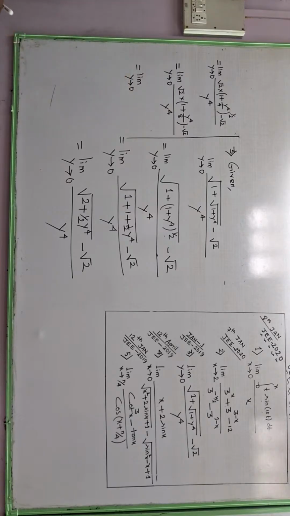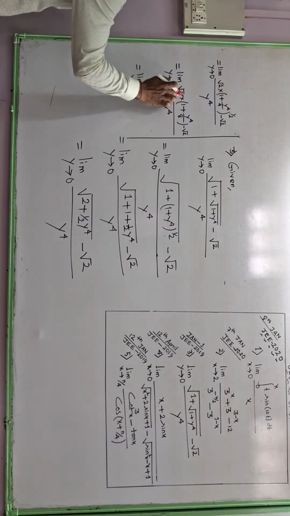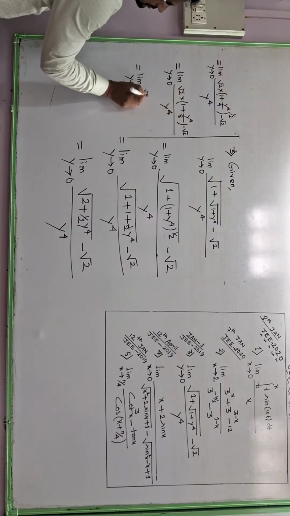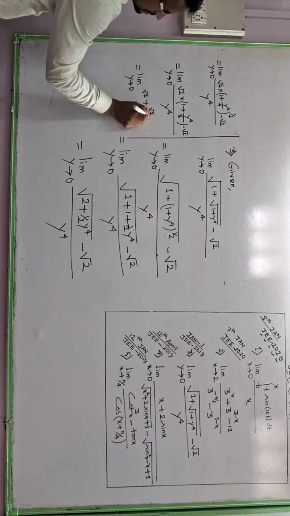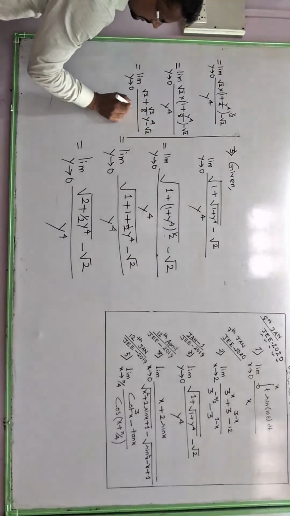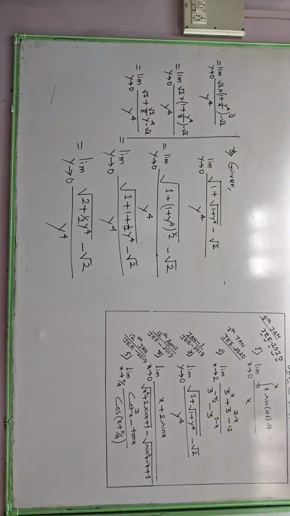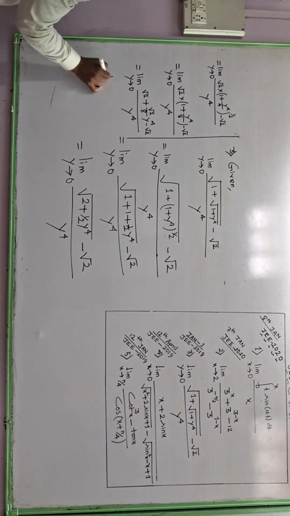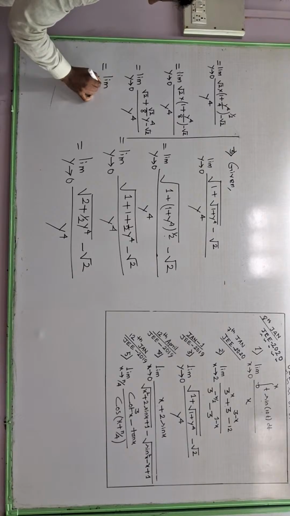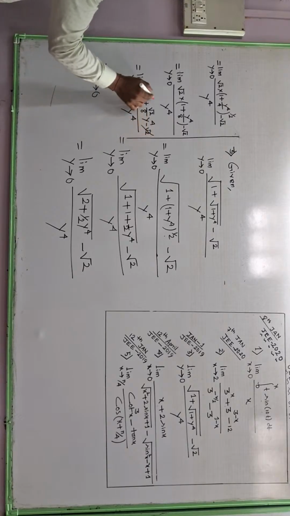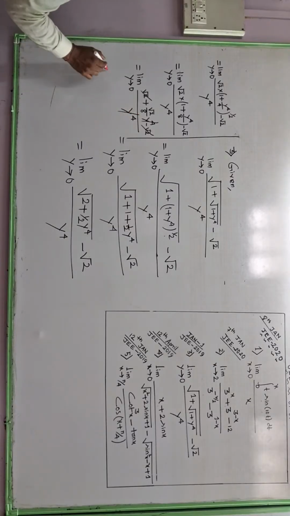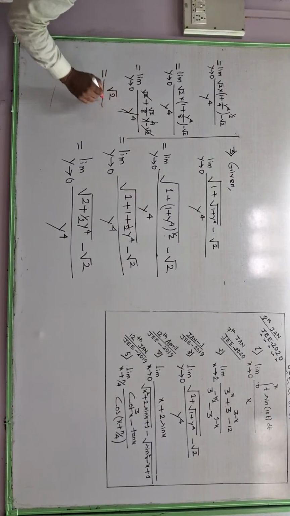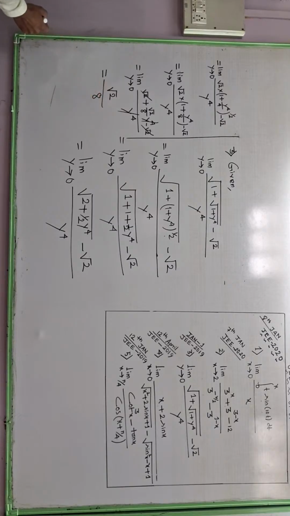Now you can do one thing, multiply root 2 in. Here we get root 2 plus root 2 by 8 y to the power 4 minus root 2, whole thing divided by y to the power 4, limit y tends to 0. Root 2 cancels, y to the power 4 cancels out. The answer is option D, as in previous year questions, root 2 by 8.